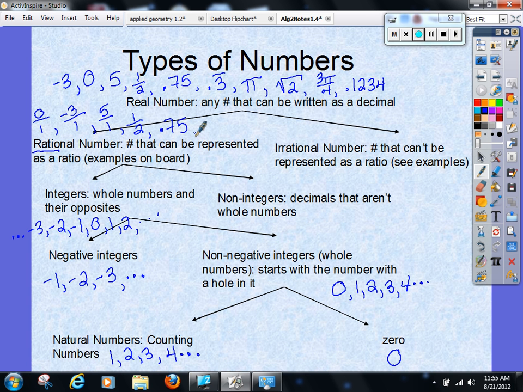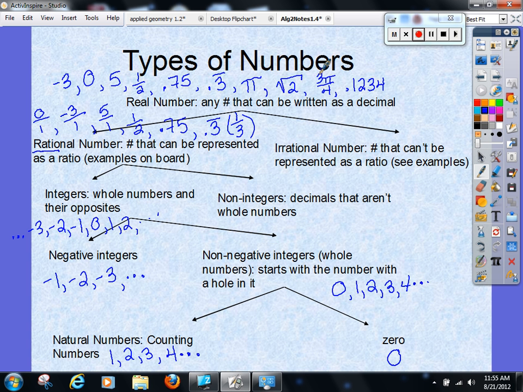Any repeating decimal at all. If a decimal repeats, it can be written as a fraction. It's sometimes tricky to find which fraction, but 0.3 repeating bar is the same thing as 1/3. So yes, any repeating decimal is a rational number.